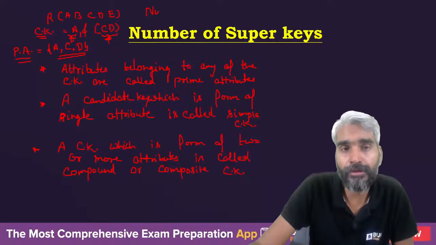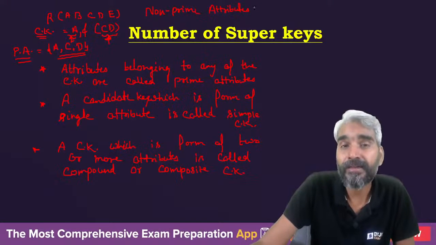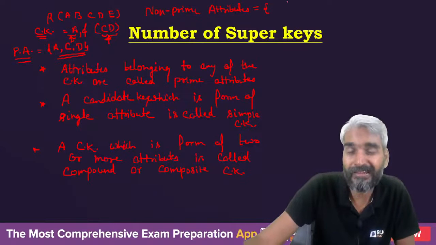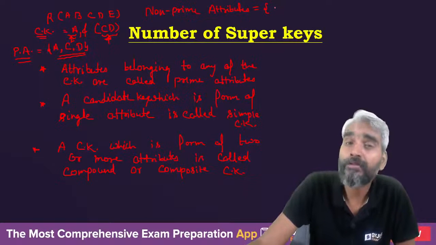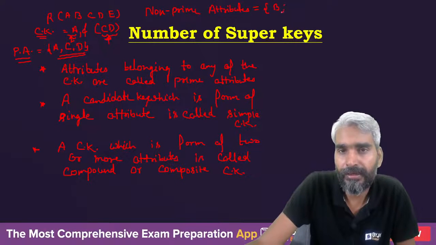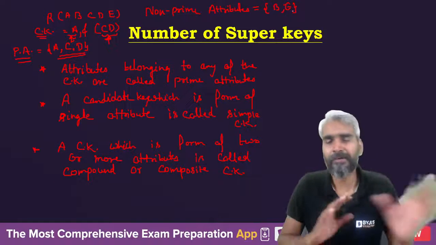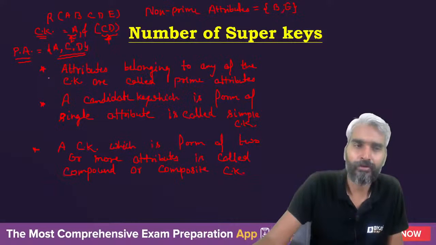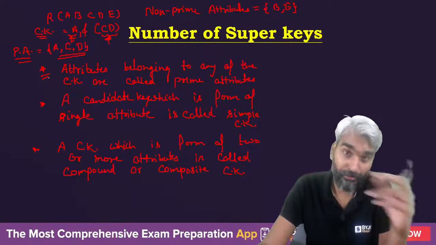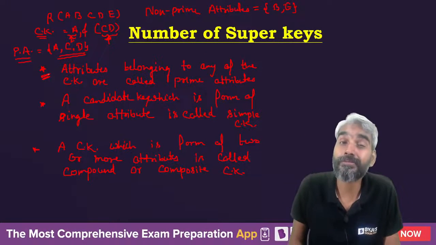Now, once you know the definition of prime attributes, you also know what non-prime attributes are. Attributes which are not part of any candidate key, or not present in any of the candidate keys, become non-prime attributes. So here B and E will become non-prime attributes. This definition will be useful when we try to understand the concept of normalization.